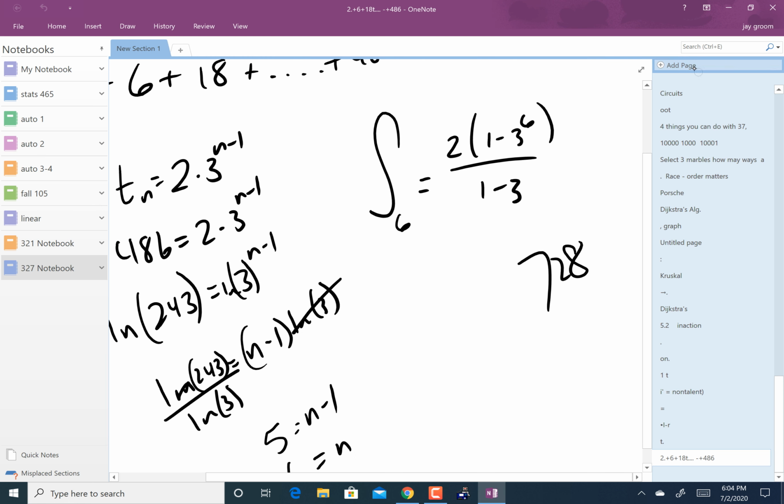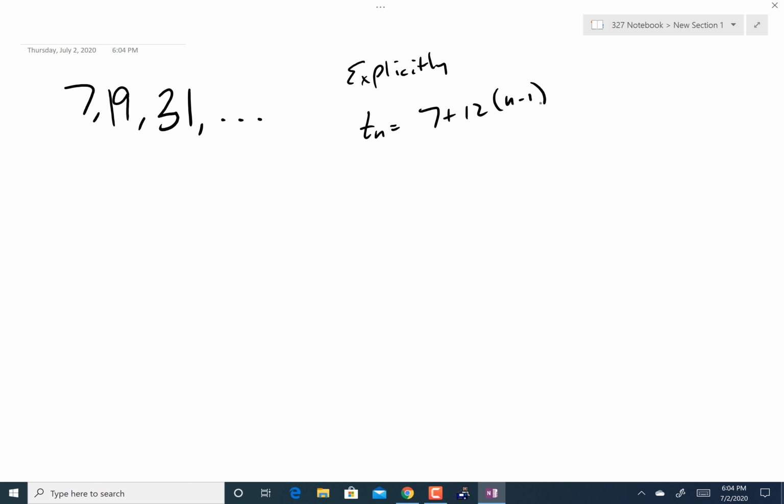Okay, so 5.6 is all about recursion and defining sequences recursively. So we've already done this. I showed you some earlier. For us to define this, first of all, I'm adding 12 each time, so it's arithmetic. That means, but I don't have to do that, but that's just what I'm doing. So if I were to do this explicitly, I would see that the nth term is given by 7 plus 12 times n minus 1. And that's how I define it explicitly.